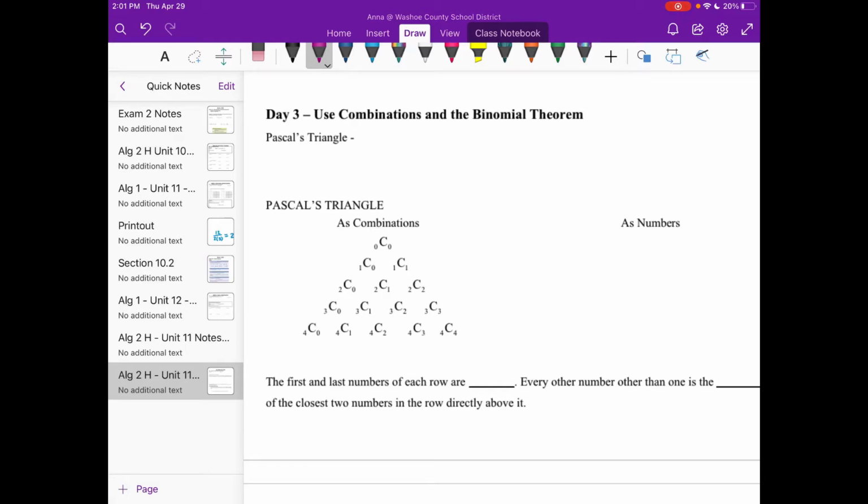So the first thing we're going to talk about today is Pascal's triangle. Pascal's triangle is a really useful way to represent some number patterns. That's basically its main definition. It's a way to represent how numbers work, and we can use it a lot in probability. So for us today, our main focus is that it's another way to find combinations.